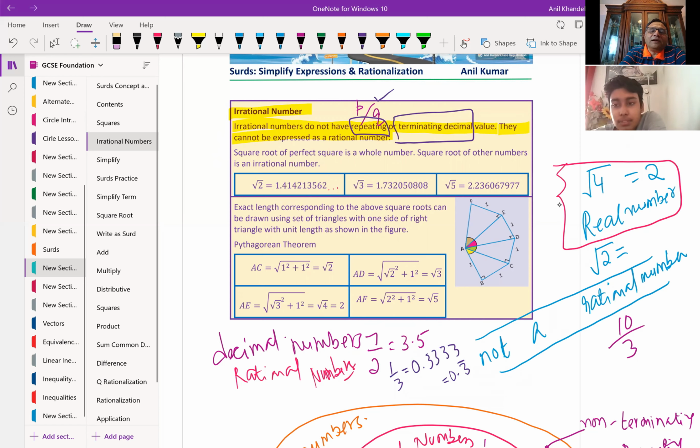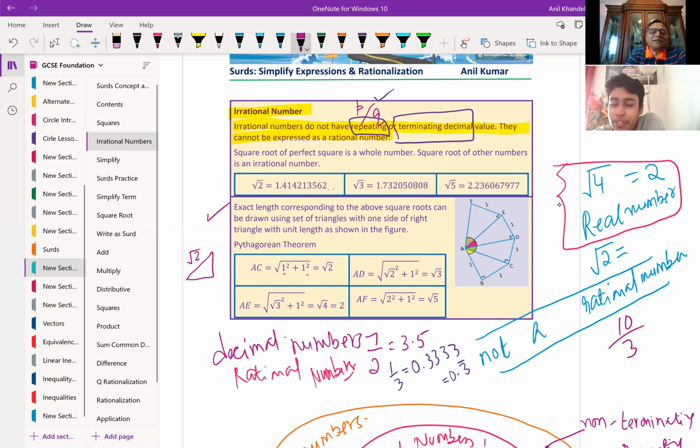So here I have written something. Exact corresponding lengths to the above square roots can be drawn using a set of triangles with one side of the right triangle with unit length, as shown in the figure, using the Pythagorean theorem. If I have a right triangle whose sides are 1 and 1, then what is the hypotenuse? It would be square root 2, sir.